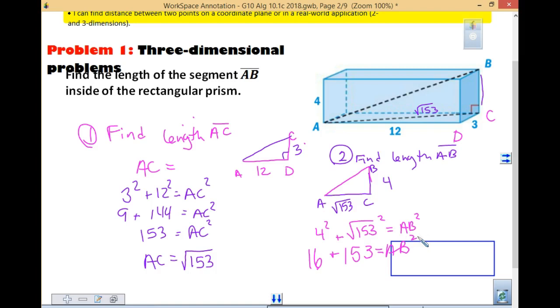So now, we're going to add the 16 and the 153, and we end up with... Anyone recognize it? Yeah, a perfect square, right? So that's what AB squared is equal to. So what is my length from A to B? AB has a length of 13. Since they didn't give us a label like feet, centimeters, or inches, we just put 13 units.